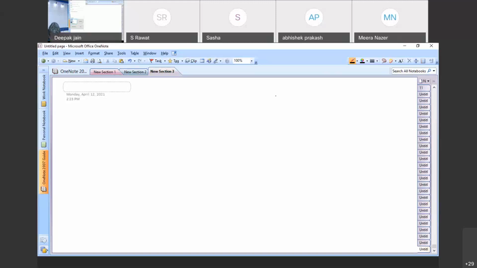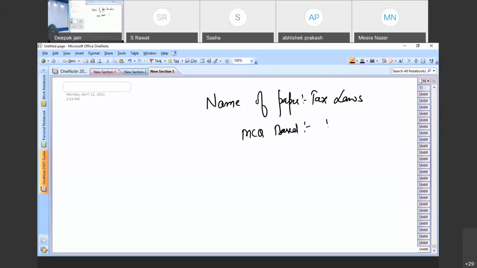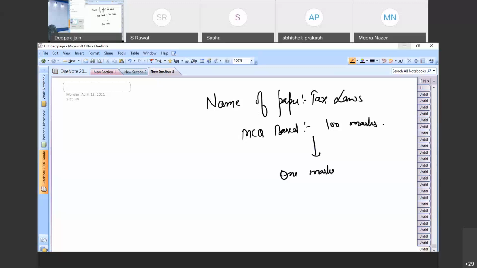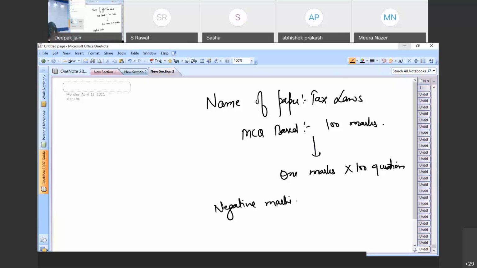So let's start. Do maintain a register for noting. Name of paper: Tax Laws. MCQ based. Hundred marks. One mark into 100 questions. There is negative marking also. Which one is it, 0.25 or 1/4?